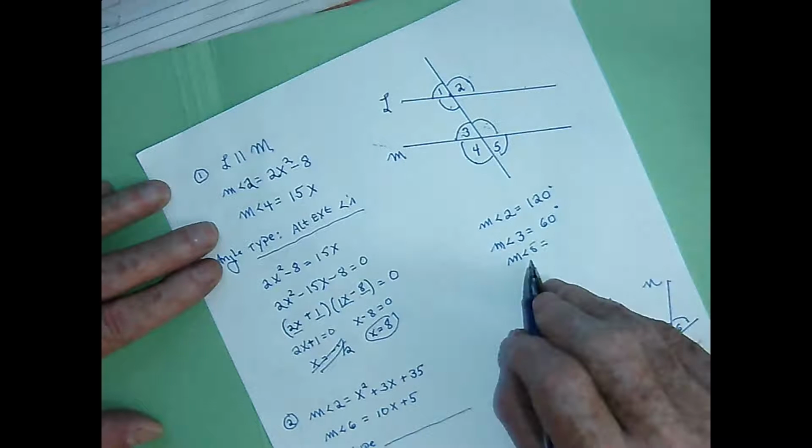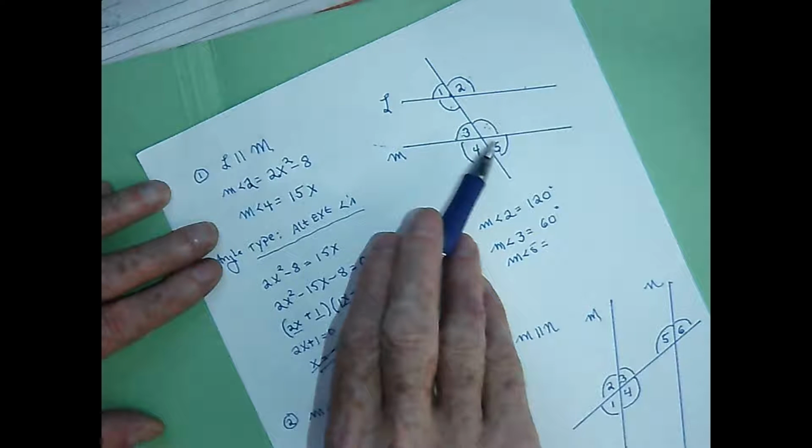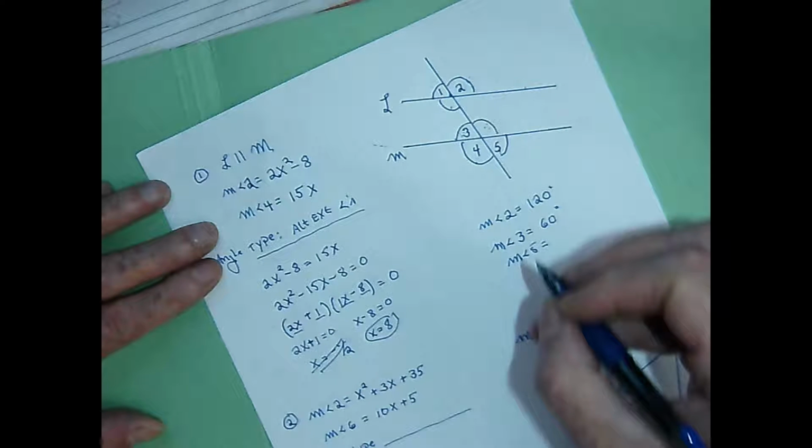And then angle 5, I've got to figure out about angle 5. But you see that angle 5 and angle 3 are vertical angles, and vertical angles are always congruent, so angle 5 must be a 60-degree angle.